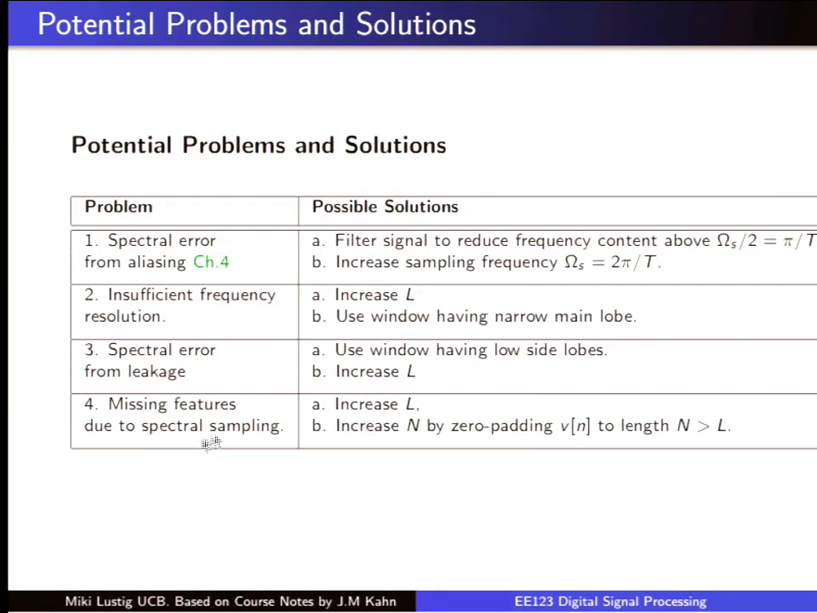If you have missing features due to spectral sampling, again, either increase L. So everything is about increasing L because that really reduces things. But also, if you want to be able to see those fine structures and the sampling is not exactly on those small peaks, then you might also want to do some zero padding to have a better depiction of the spectrum. Okay.